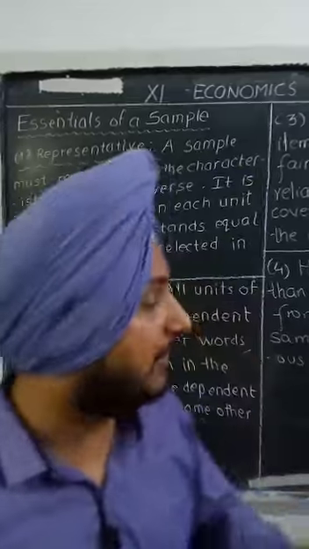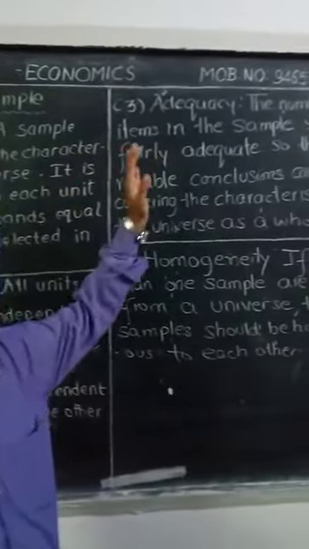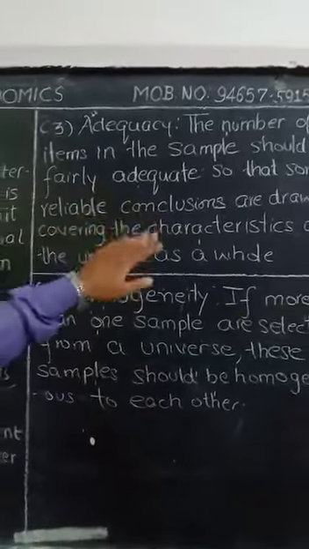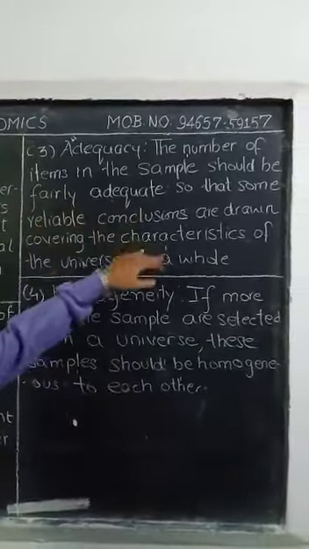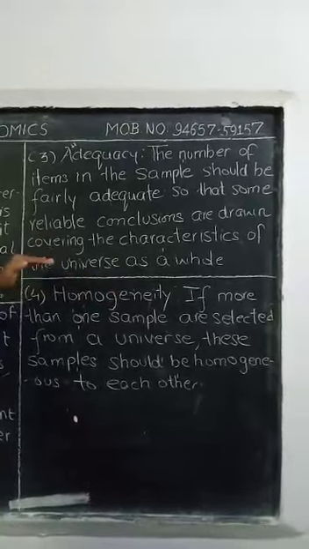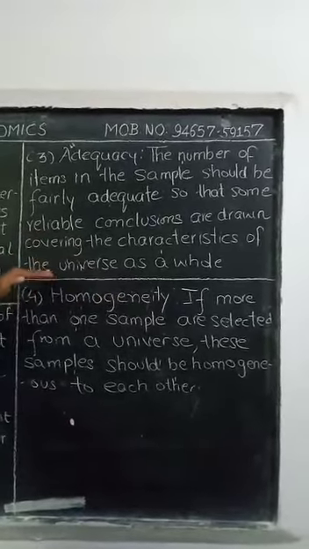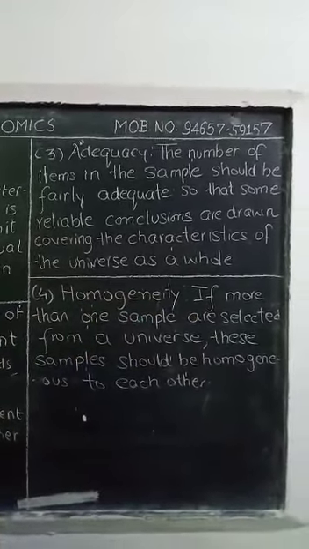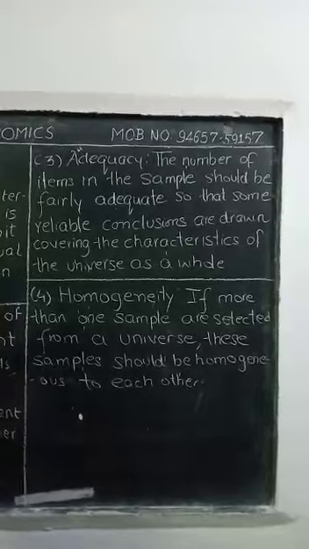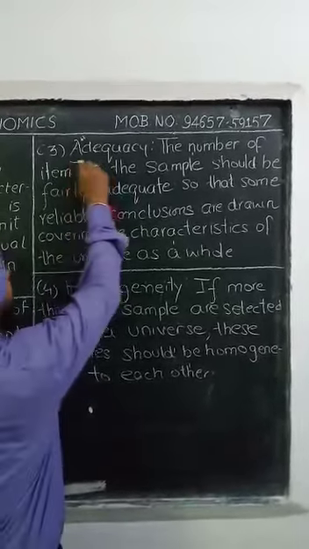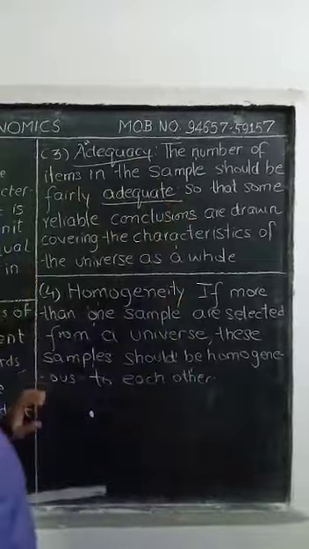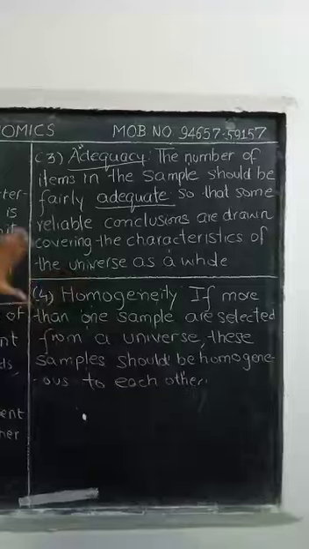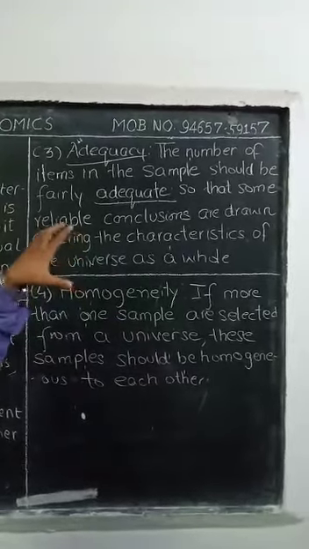Then we have point number 3, adequacy. Here adequacy means completeness, sufficiency. The number of items in the sample should be fairly adequate so that reliable conclusions are drawn, covering the characteristics of the universe as a whole. So whatever data has been picked up by the investigator, by the enumerator, the sample must be adequate in nature so that we can put our trust in it. So adequacy is essential for a good sample.